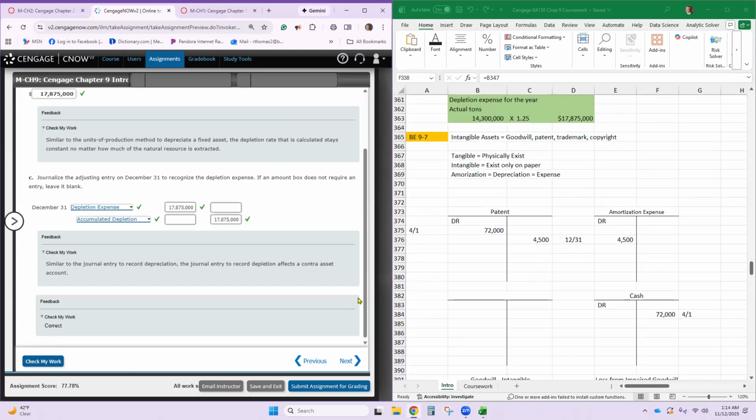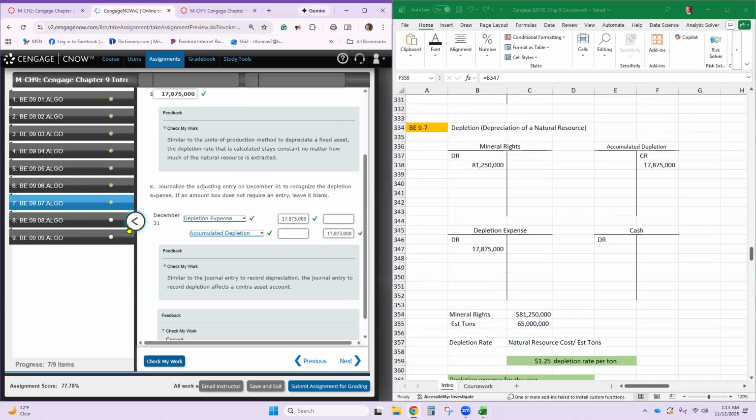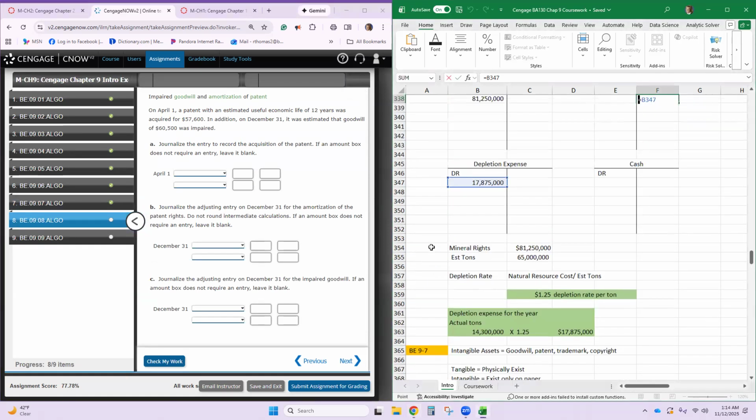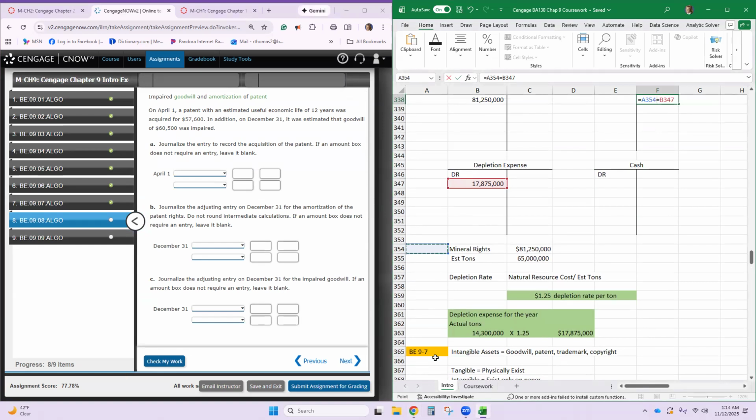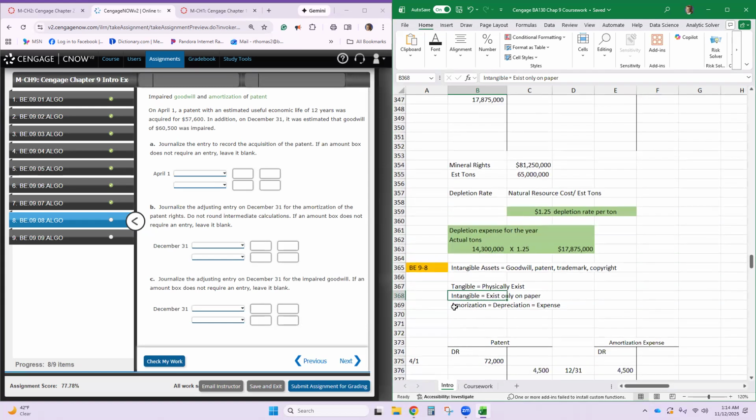Okay. Next one is intangible assets. Hang on just a minute. I think we need this to be 9.8. Yeah, 9.8. We can have assets on our books that are intangible, such as goodwill, patent, trademark, copyright. So tangible is physically exists. Intangible exists only on paper. And instead of the word depreciation or depletion, we're going to use the word amortization.